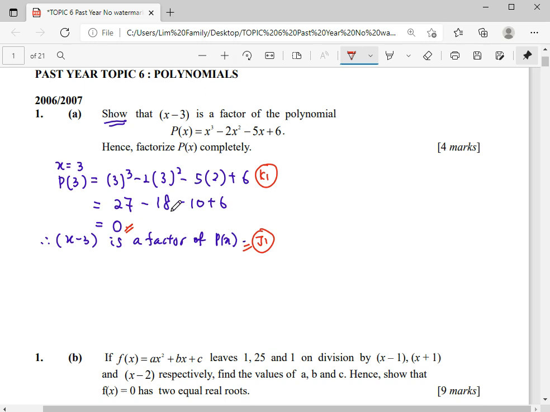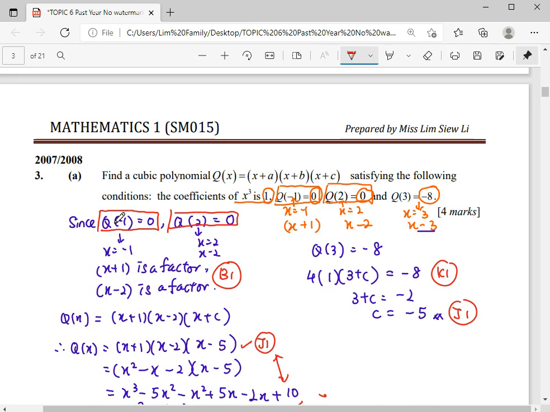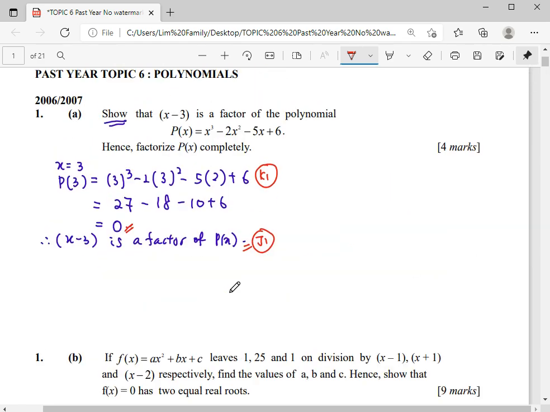So it will be different when we are applying and when we are showing. When applying the concept, we directly set it equal to 0, directly equal to the numbers. After we show this, we are going to factorize it completely.